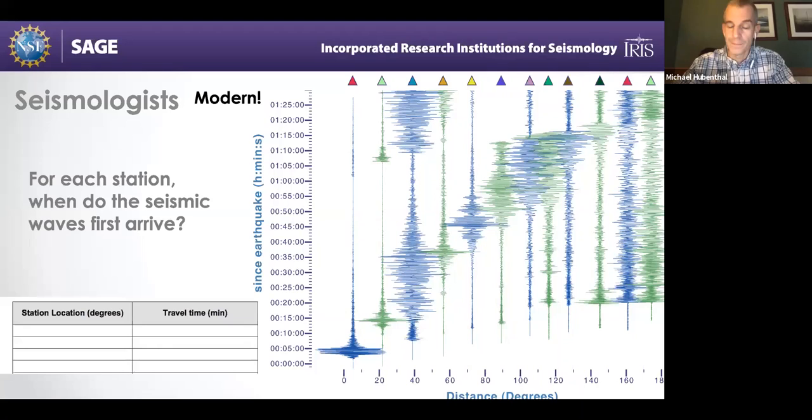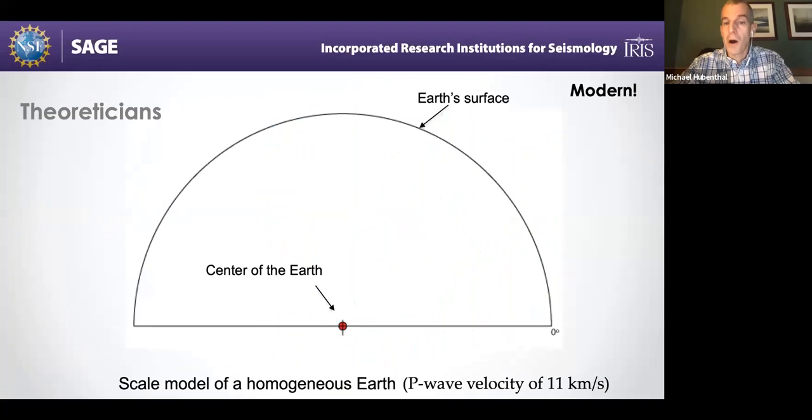Meanwhile, the theoreticians are going to get a scale model of the Earth. It's two pieces of 8.5 by 11 paper, scaled down to a ridiculously small scale to fit. They're going to tape the paper together. In the center is marked a red dot, the center of the Earth, and the curve is the surface of the Earth on the outside.